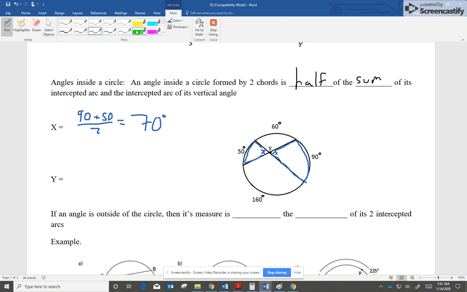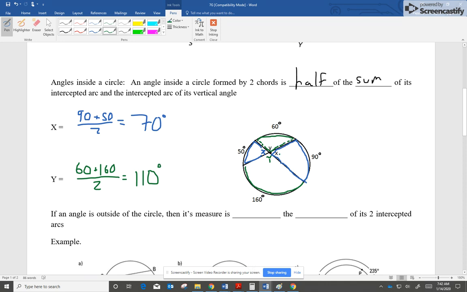If we're looking at the other angle, angle Y, so here's angle Y. Angle Y comes up to the 60-degree arc. And then the vertical angle to angle Y, which is down here, goes to this 160-degree arc. So to find angle Y, it would be 60 plus 160 divided by 2. 60 plus 160 is 220, divided by 2 is 110 degrees.